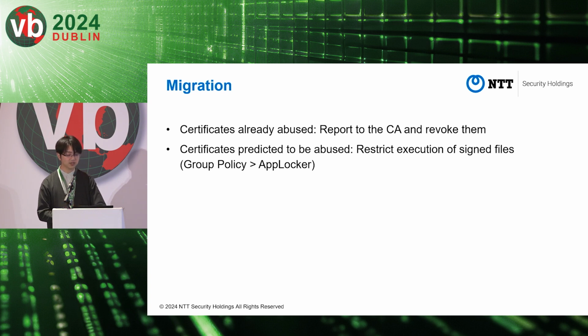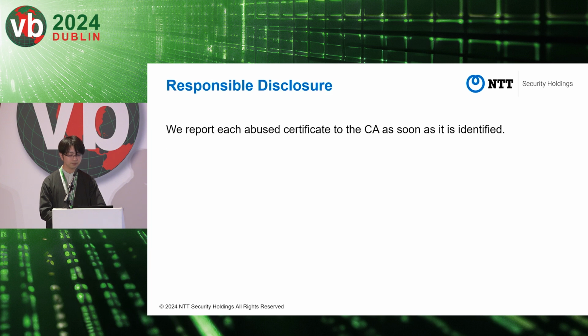Therefore, for files signed with these certificates, an effective countermeasure would be to restrict execution using AppLocker. This will help prevent the installation of the potentially malicious files signed with those certificates. In line with our commitment to responsible disclosure, we have been promptly reporting any abused certificates to the relevant CAs as soon as they are discovered in our research. We will continue this practice to ensure that any future findings are addressed immediately.